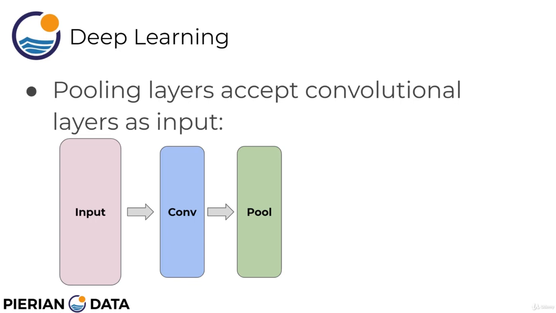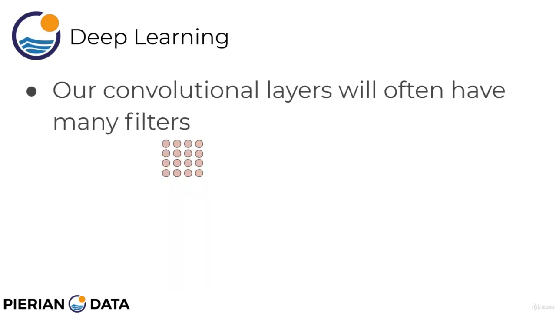Pooling layers accept convolutional layers as input. Here we see a very simple example of feeding in the direct input images to a convolutional layer, and then the result of the convolutional layer to the pooling layer. As we just discussed, the convolutional layer has many filters, and if we're dealing with color images, there's a filter per color channel. So we get very large tensors here in this convolutional layer. And even if there's still local connectivity to go from input to convolutional layer, we still have a lot of parameters.